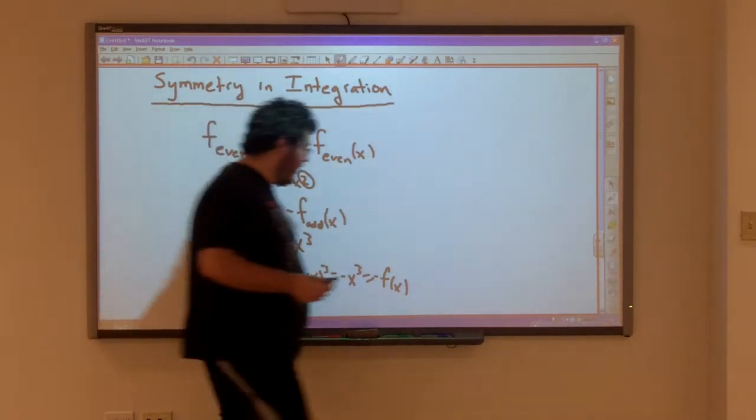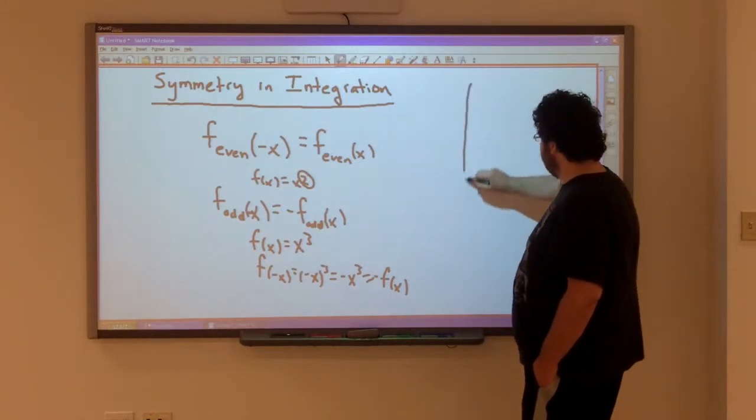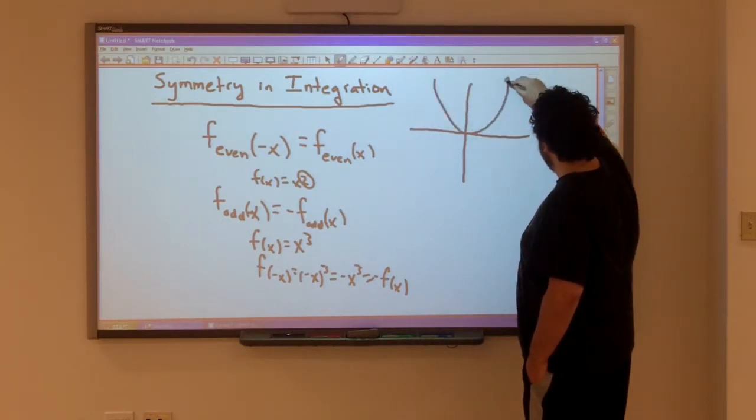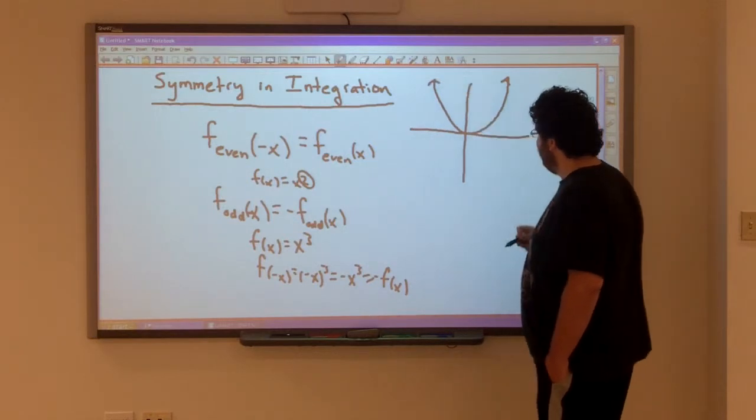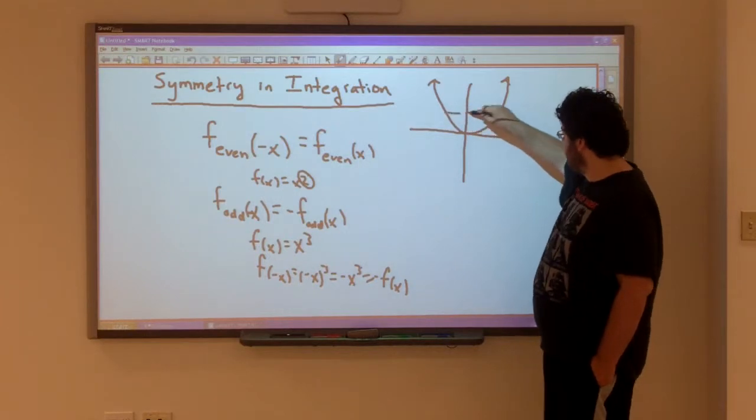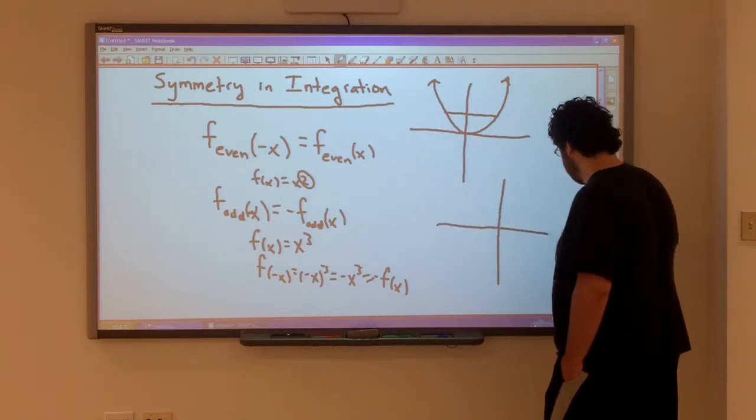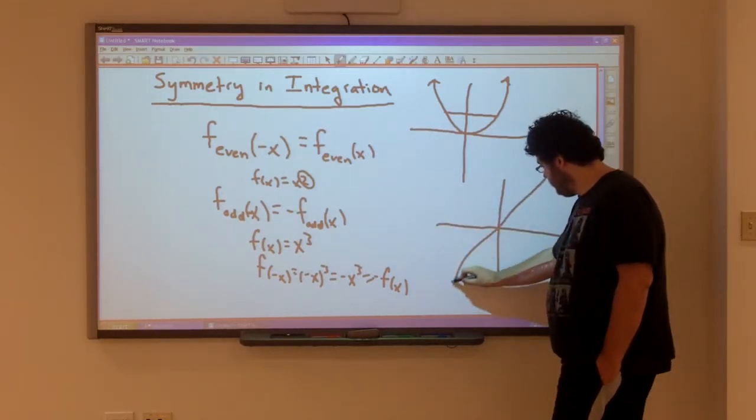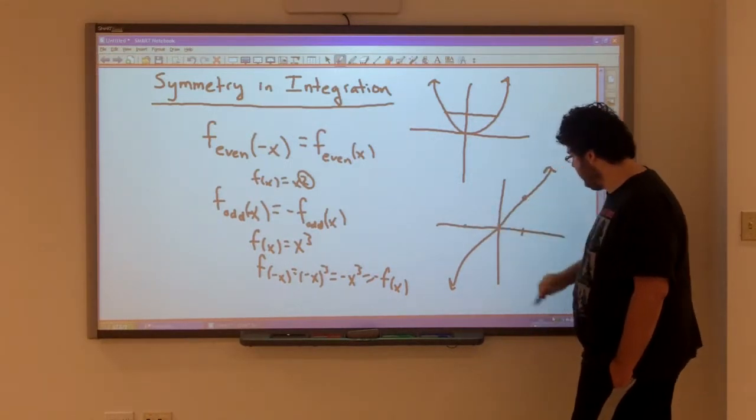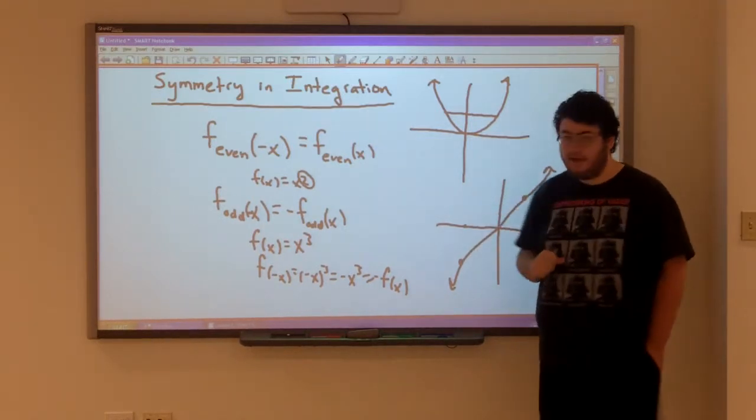You may remember that along with these definitions come certain symmetries in the graphs. An even function might look something like this. It has symmetry about the y-axis, so if you reflect it, you get the same thing on both sides. An odd function, on the other hand, looks something like this, where if you go to a value x, it's up here, but if you go to the negative of that value, it's just the negative value of f of x. This has symmetry if you rotate it 180 degrees.